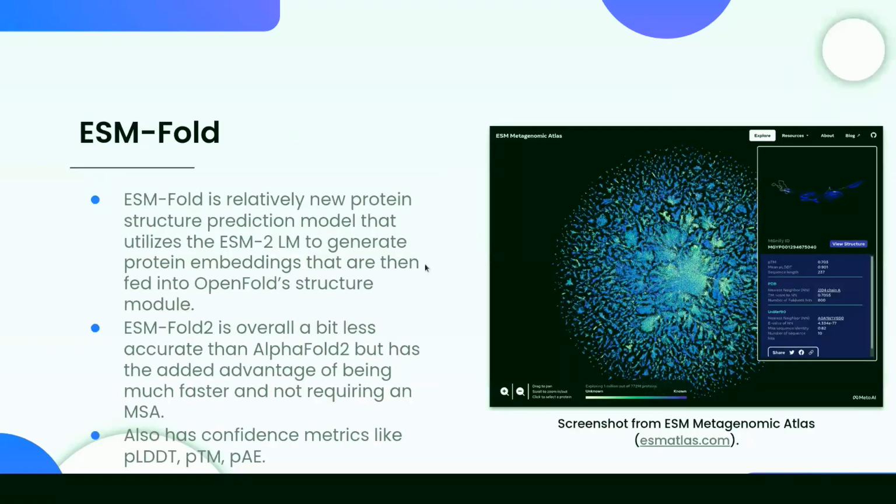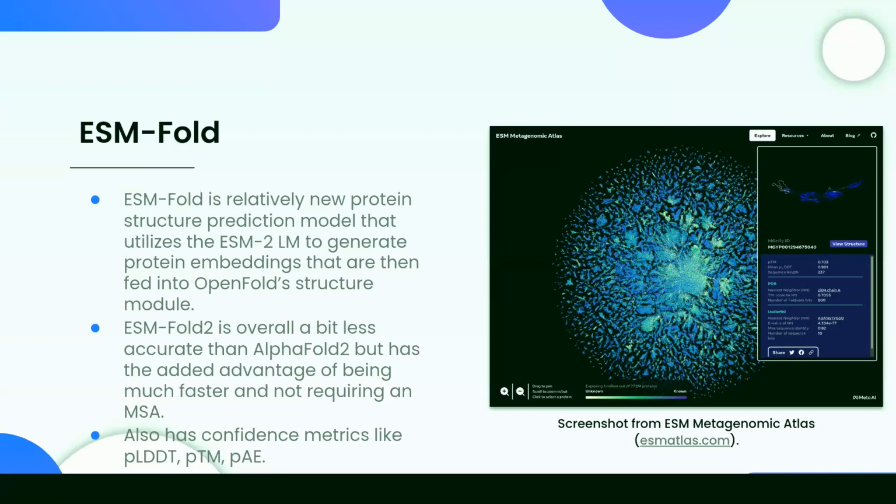Next up, we have ESMFold. ESMFold is a relatively new protein structure prediction model, and essentially the way it works is it uses the ESM2 language model to generate protein embeddings that are then fed into a modified OpenFold structure module. This allows it to predict structures with pretty reasonable accuracy, and it's a lot faster because it doesn't depend on an MSA. While it is faster, it can't predict very large proteins and complexes just yet.